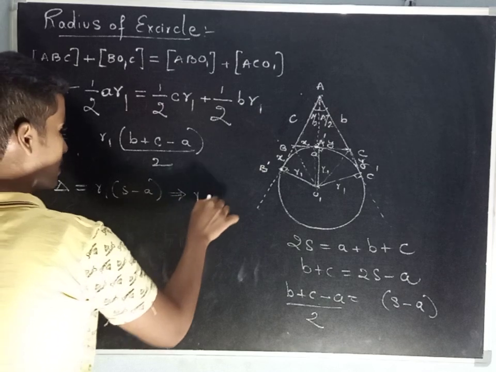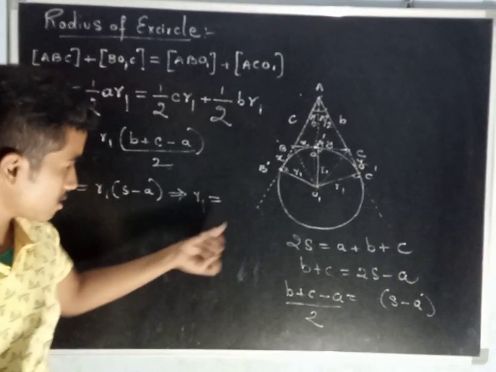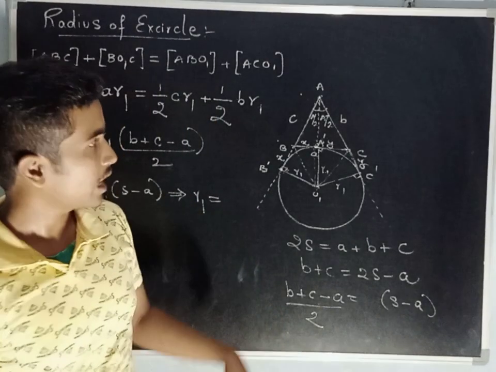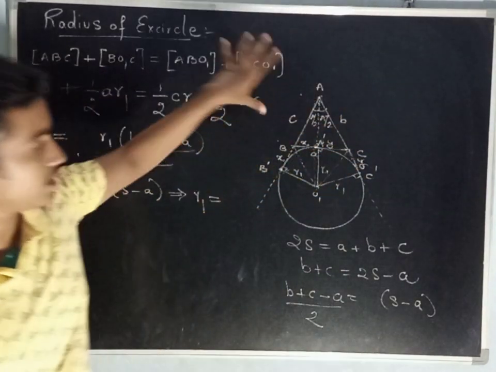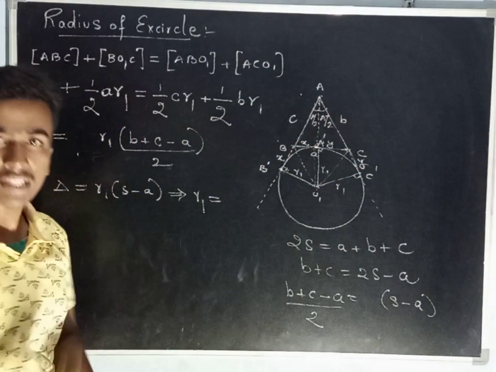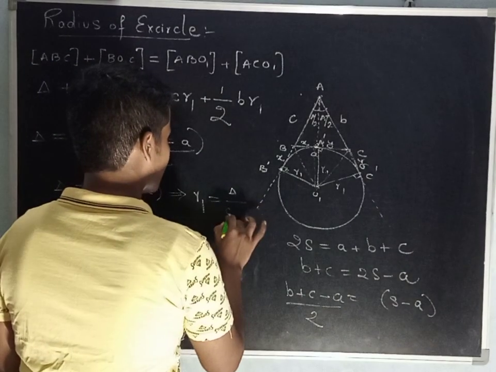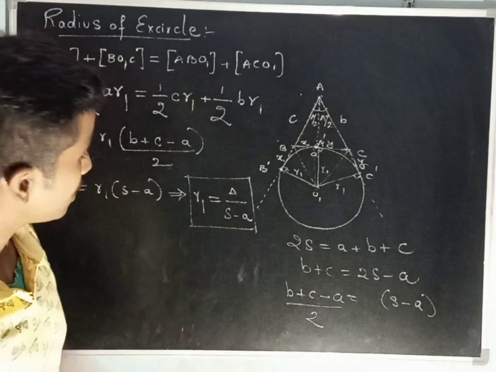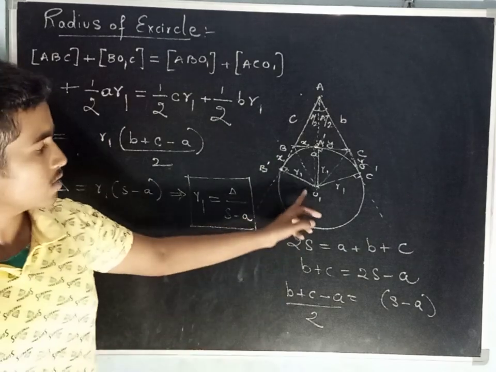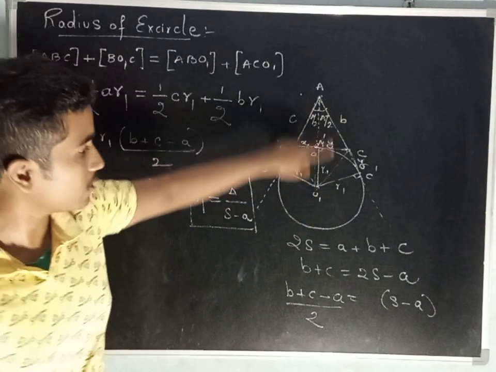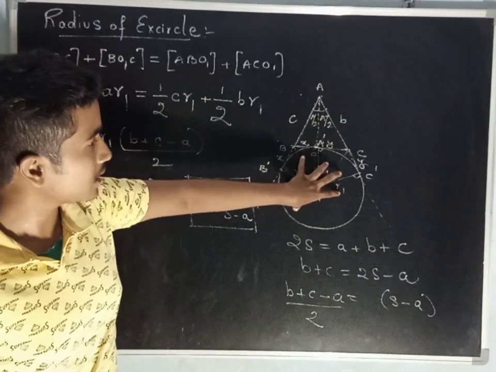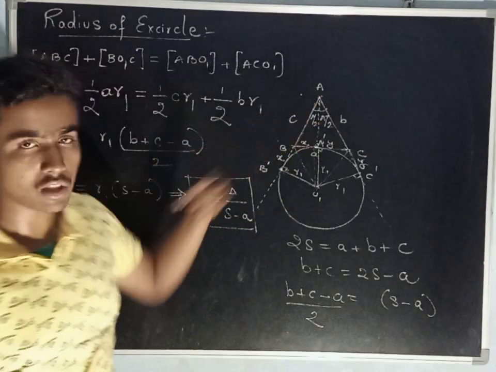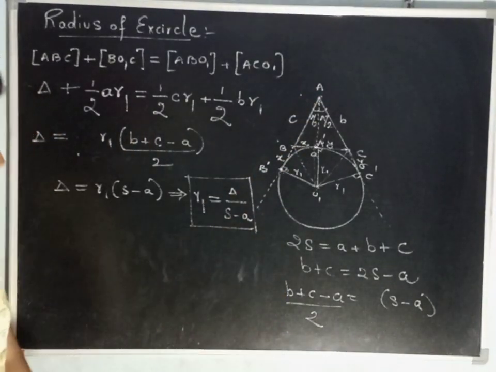It means the radius of one of the X circles, because there are three possibilities of drawing an X circle. I have explained already. Here one, and here one. Radius of one of the X circles is nothing but delta by S minus A. R1 is equal to delta by S minus A. How can we identify R1? The circle which is opposite to the vertex A. The radius of this circle which is opposite to the vertex A is nothing but R1, delta by S minus A.